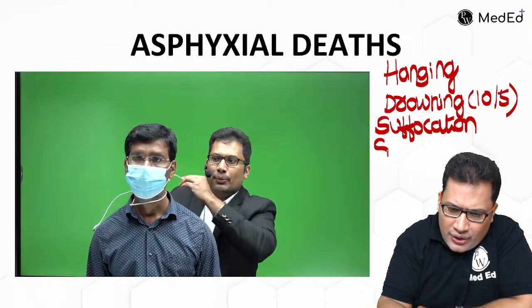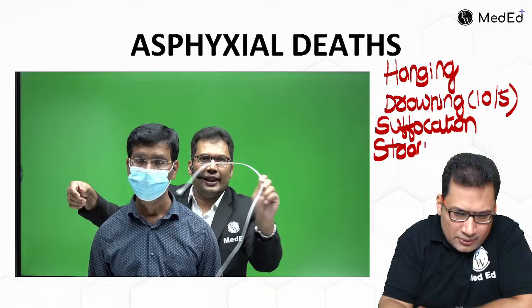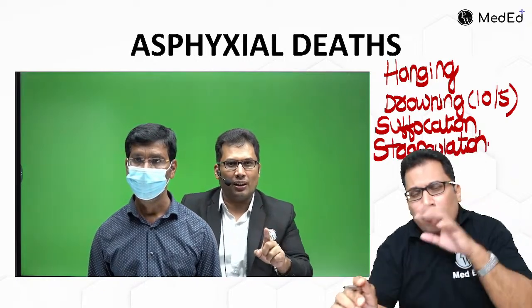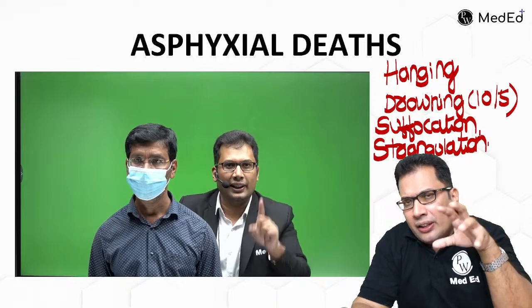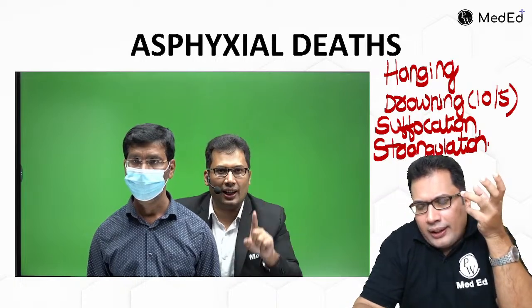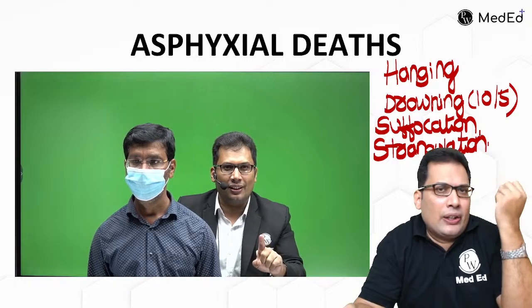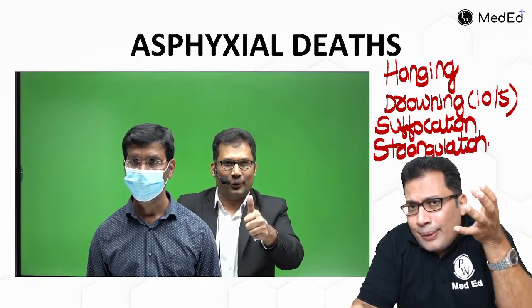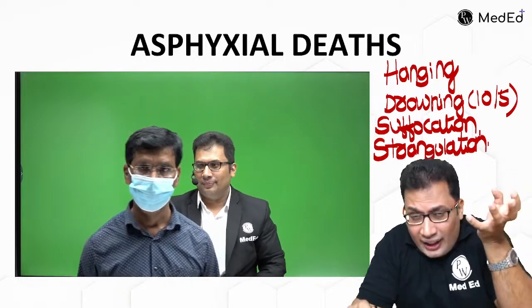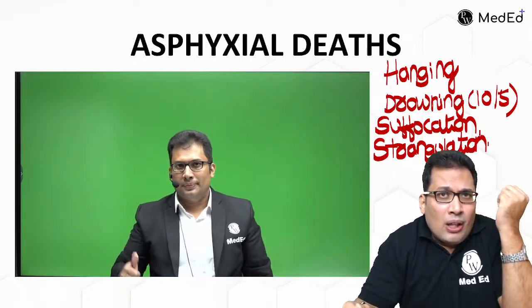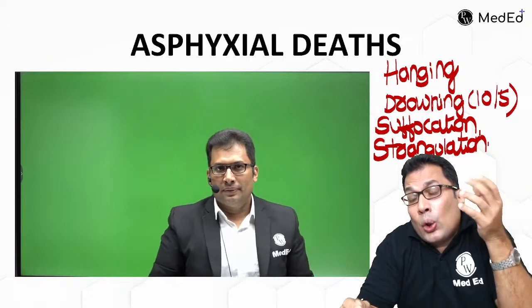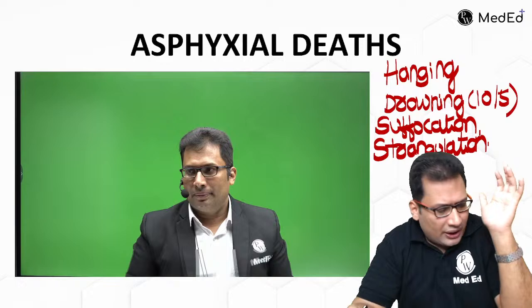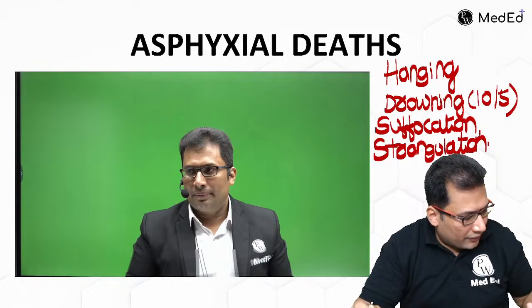Then comes strangulation. So what are the four important topics in asphyxial death? Hanging, drowning, suffocation, strangulation. Strangulation is usually a 5 marks question. Sometimes the question can be asked as differences between hanging and ligature strangulation, or what are the postmortem findings in throttling? So these are the four important topics in asphyxial death.